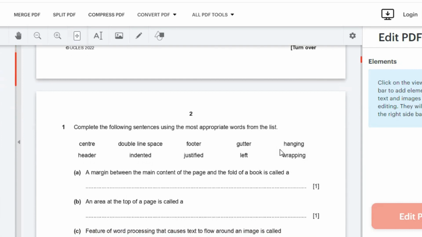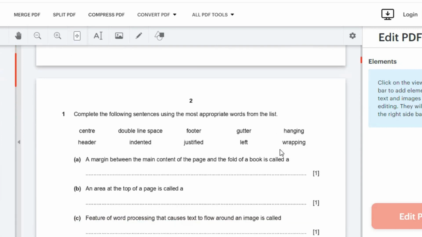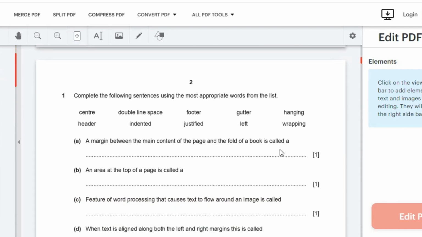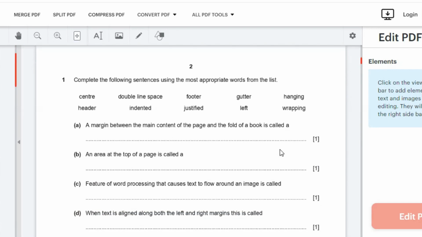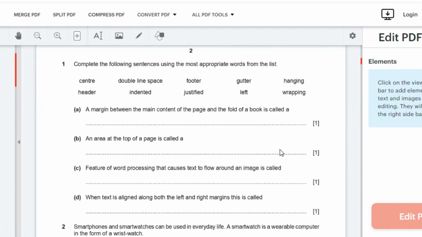Question number 1. Complete the following sentences using the most appropriate words from the list. You have center, double line space, footer, gutter, hanging, header, indebted, justified, left, wrapping. So A, the margin between the main contents of the page and the fold of a book is called a what?